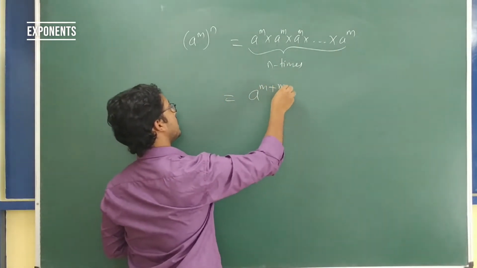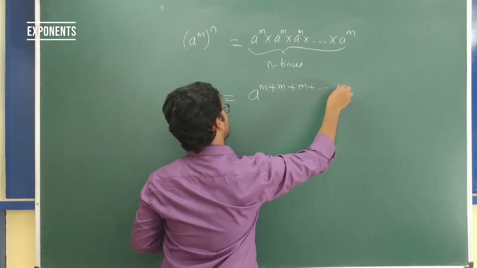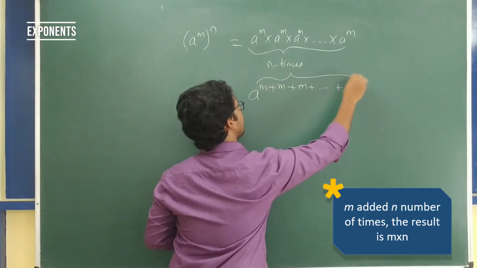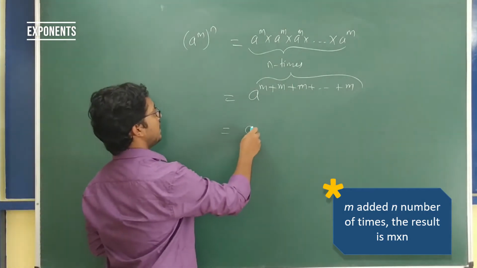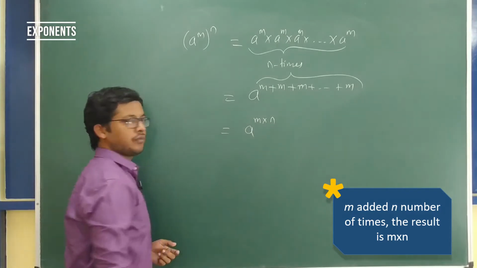So it will be m plus m plus m, and so on up to m. Here there are n m's. So this I can write as a raised to m into n.